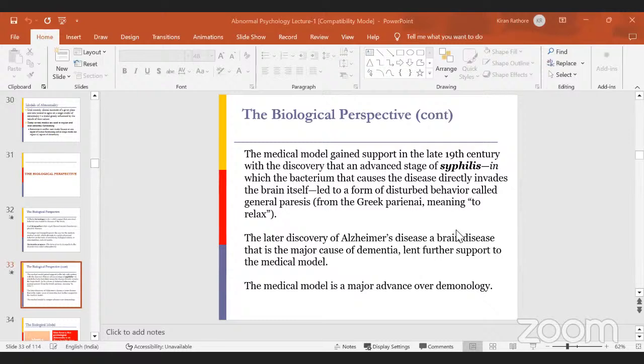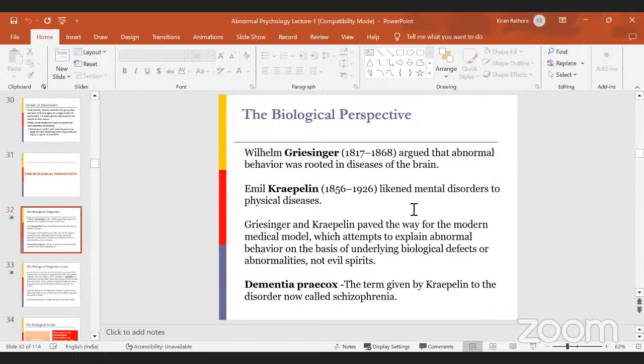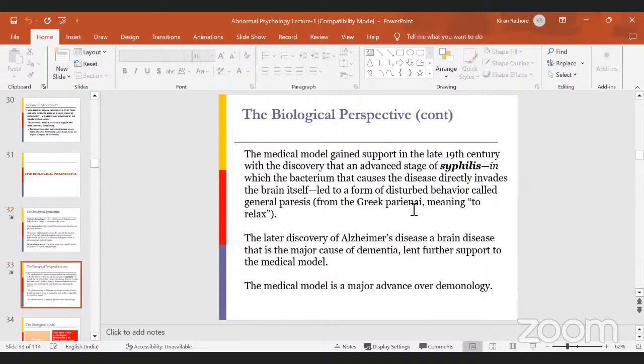So previously they thought that it is a type of dementia, Alzheimer's, and it showed behavior similar to schizophrenia-like behavior. So they termed it as dementia praecox. But then later they discovered that syphilis is not a type of dementia. Syphilis is caused by a bacterial infection.